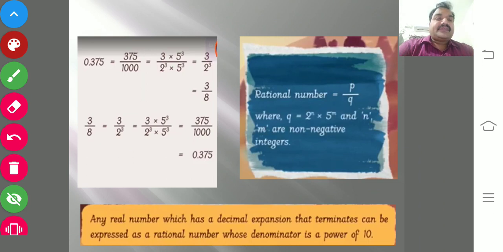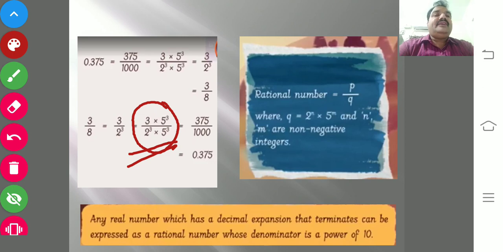So here I adjusted the denominator. 2 cube is there. We know that 2 fives are 10, so 2 is going to multiply with 5, giving 2 power n into 5 power n. Here n equals 3, so 2 cube is there. I have to multiply with 5 cube in both numerator and denominator. So 375 by 1000, you got 0.375.